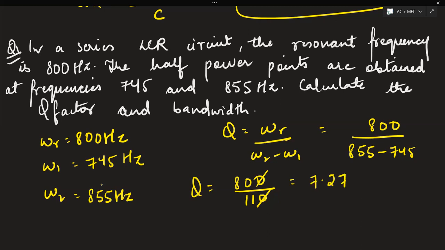And it's a unitless and dimensionless quantity, because frequency is in the numerator and frequency is also in the denominator. So this is the answer for the first part, the Q factor, and now the answer for the second part, that is the bandwidth. Bandwidth is what? This is omega 2 minus omega 1. This will be only 110.